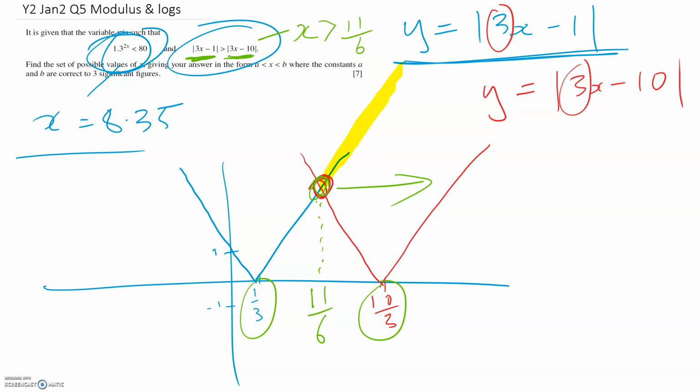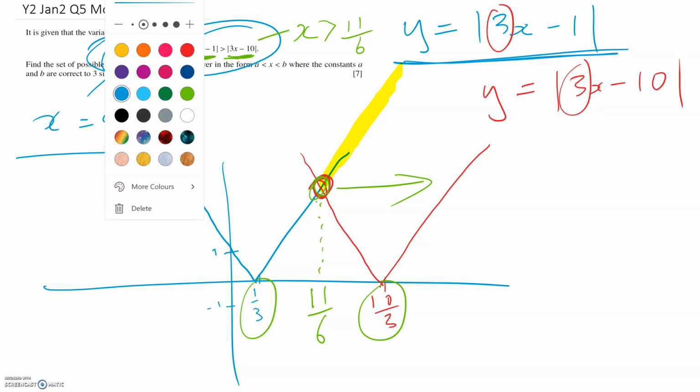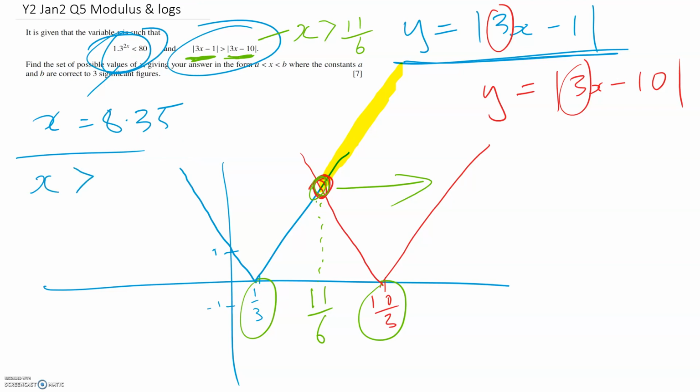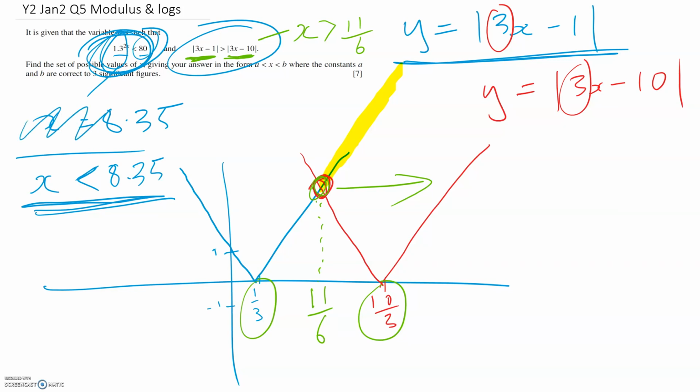So for this inequality, I didn't actually answer this question properly before, because I should have changed that to an inequality. This will be less than 80 when x is less than 8.35. So I should change that to less than. We found that 8.35 was the point where this was equal to 80. So if x is less than 8.35, then this will be less than 80. Okay, so let's forget about that now.